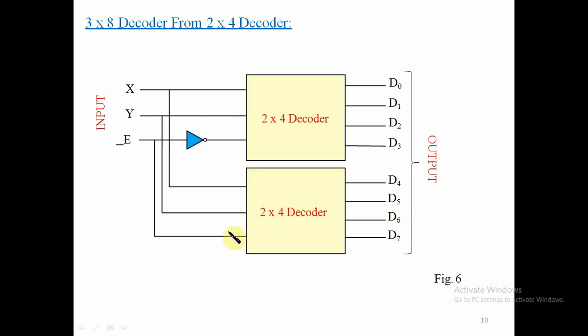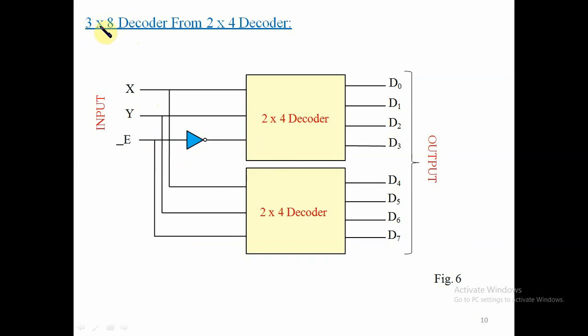Now we have to prepare a 3 to 8 decoder using 2 to 4 decoders. Here we take two 2 to 4 decoders, meaning the first decoder has two inputs and the second 2 to 4 decoder also has two inputs. They are cascaded with each other. That X and Y will be cascaded, meaning it has only two inputs.